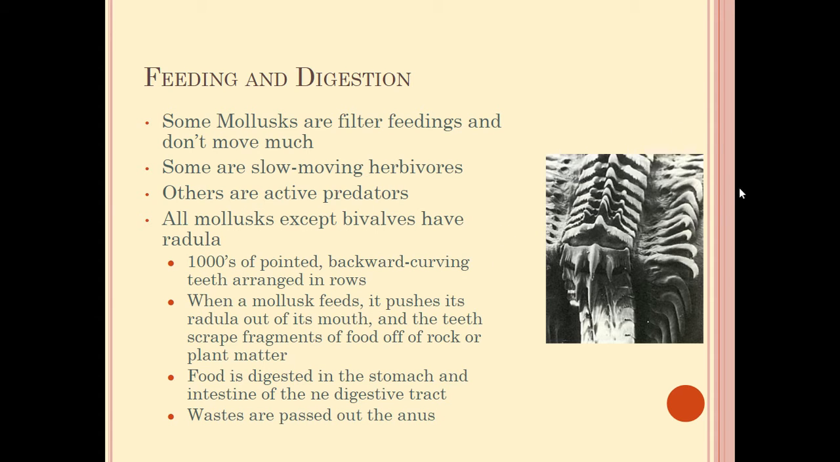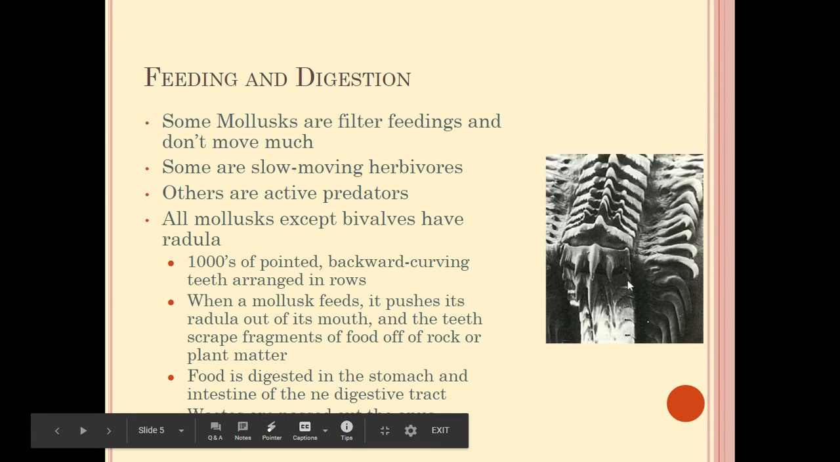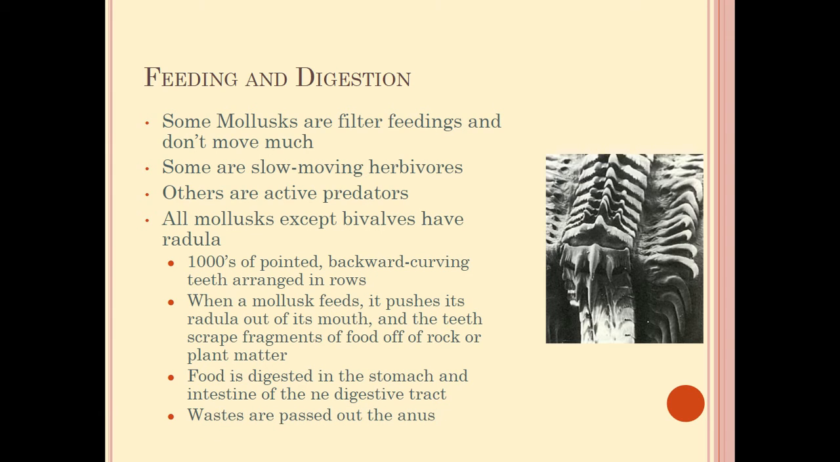So this is an electron microscope view of what a mollusk mouth looks like. So these radula that we said, they don't have teeth, they have these radula that kind of go around. So we do have some that are filter feeders, but most are slow-moving herbivores, while others are very active predators. So mollusks can be bivalves, can also have radula. So these are hundreds of thousands of pointed backward teeth curving into rows, usually of groups of 3 to 5.